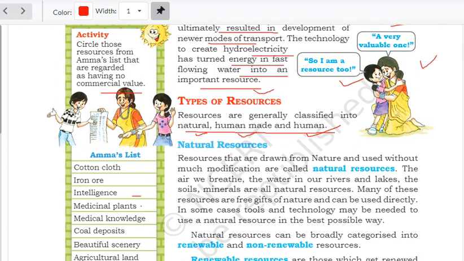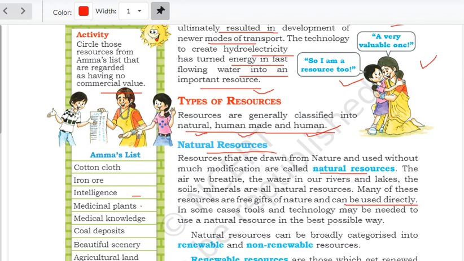Now let's talk about natural resources. Resources that are drawn from nature and used without much modification are called natural resources. We don't modify much of the resources that we get from nature. The air we breathe, the water in our rivers and lakes, the soils, and minerals are all natural resources. Many of these resources are free gifts of nature and can be used directly.